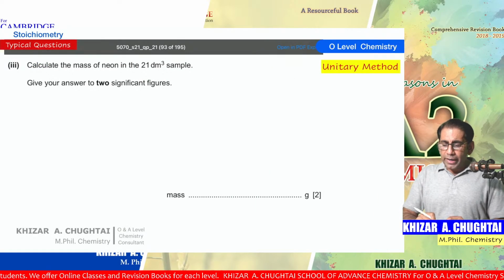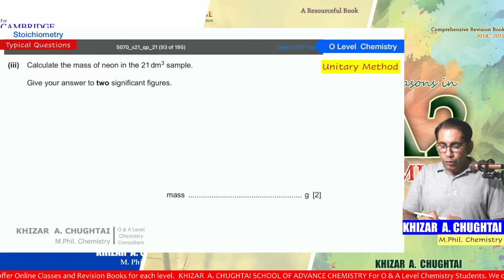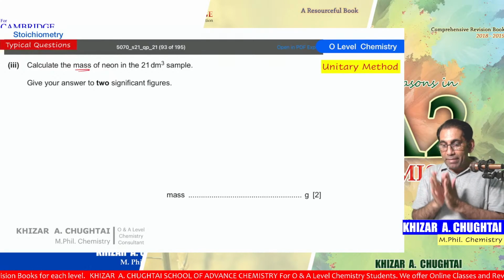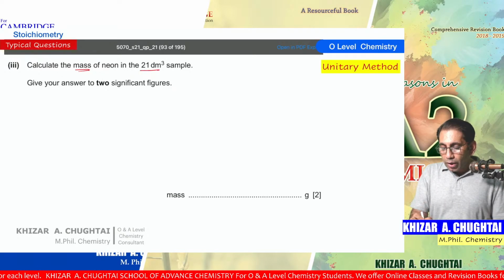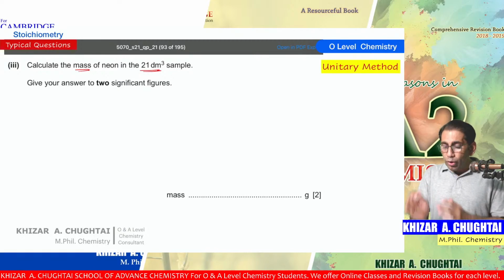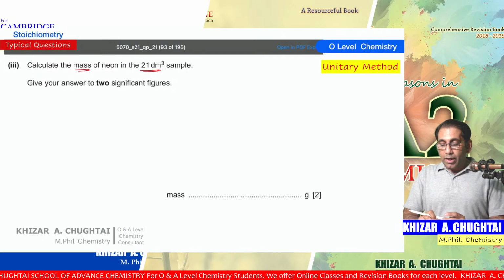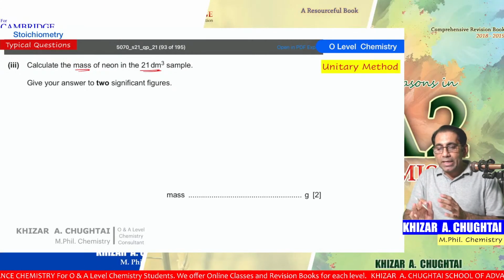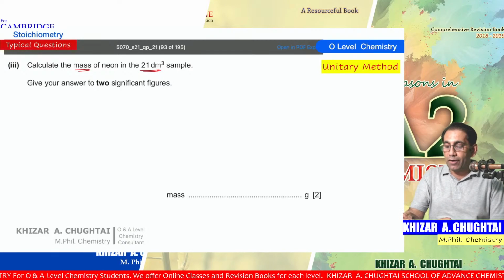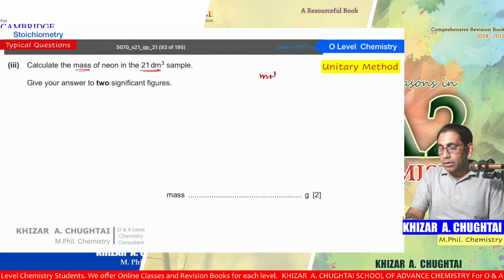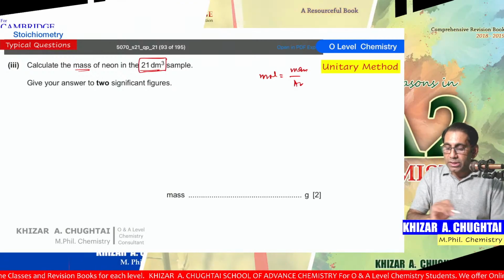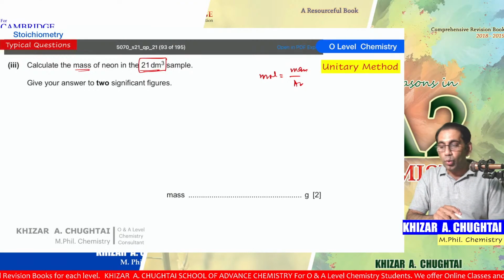Calculate the mass of neon in a 21 dm cube sample. Give your answer to 2 significant figures. You are going to find the mass of neon in 21 dm cube. We cannot find the mass directly from volume. We have seen the formula for mass: moles is equal to mass over Ar. So first of all, I am going to change this 21 dm cube into moles.